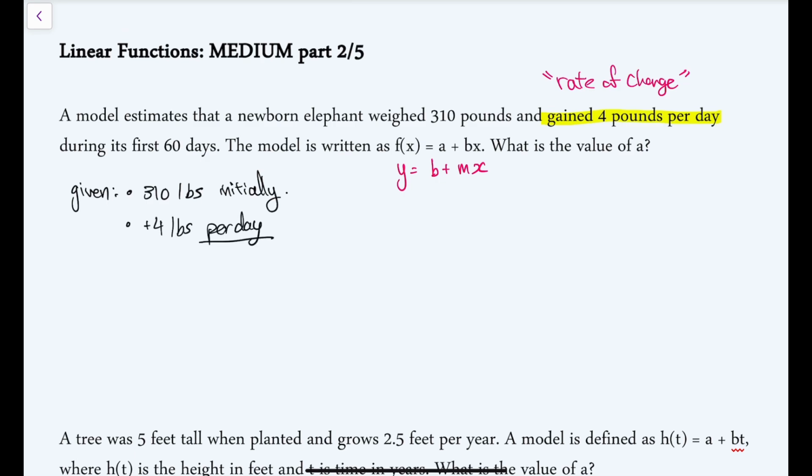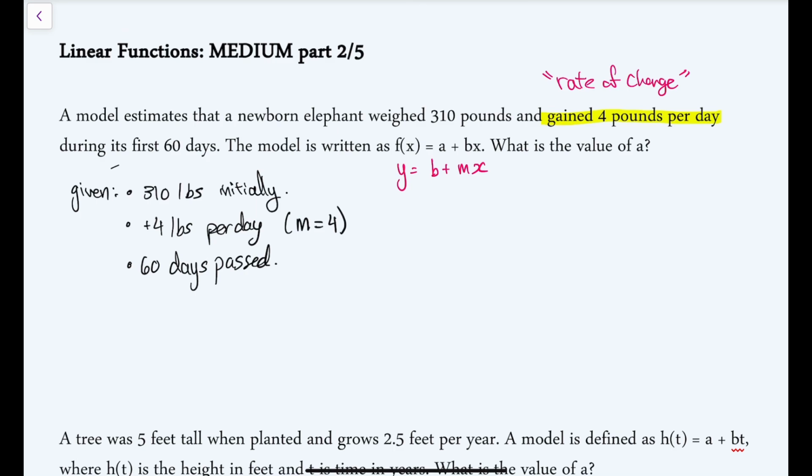Again, every time we see the word per or each or something like that, this means that the slope, m, is equal to 4. That's the rate of change. Every day we increase by 4. During its first 60 days, they're just telling us how many days passed. So we say 60 days passed. Then we have the model, and what is the value of a. So let's come up with our own model so then we can determine what a is.